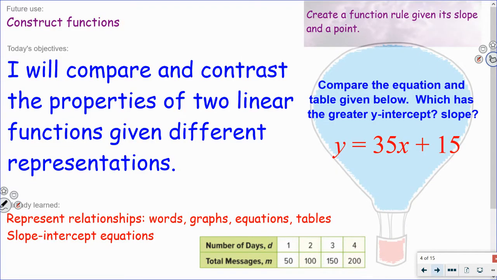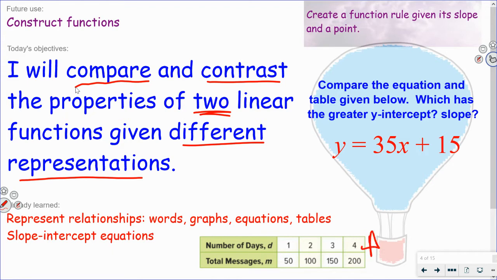Goal for today, ladies and gentlemen, is to compare and contrast the properties of two linear functions given different representations. Break that down. Compare, contrast, look for similarities and differences. Two different functions and different representations. That means you might be given, say, a table of values and an equation, and you're going to be asking, okay, how are they different with their starting value? What's y-intercept? And how are they different with their slope? Who's going up faster? Who's going up slower?